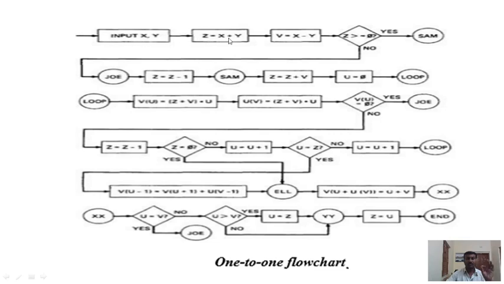Then z is equal to x plus y, which is also a process. Then b is equal to x minus y, which is also a process. And z greater than 0 is a condition, that's why I placed it in this one. If the condition is yes, go to SAM, otherwise no, JOE. So those are the 4 or 5 statements we discussed in the program, and it is developed in this manner.